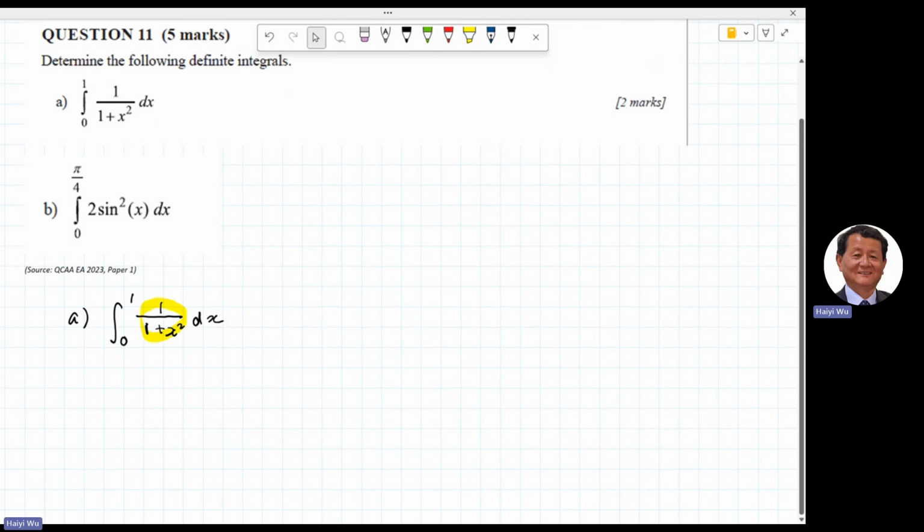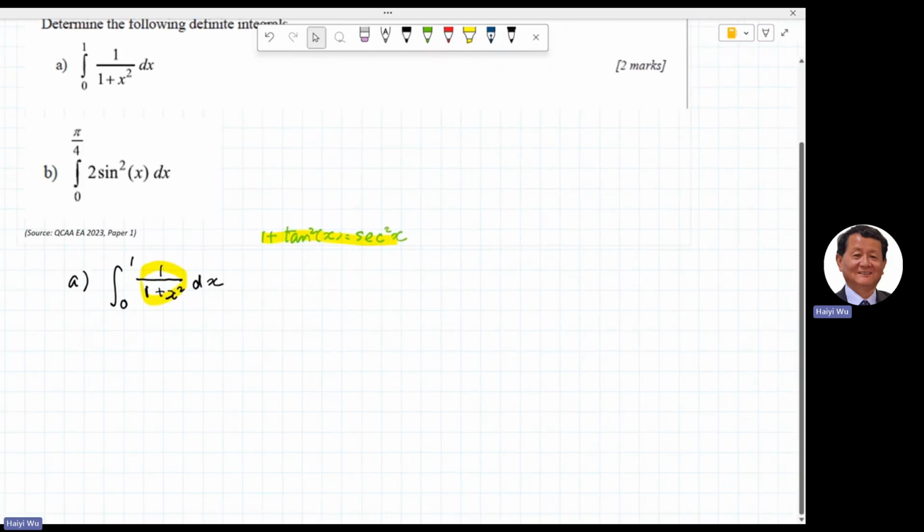1 plus x squared. So if you look at the denominator, 1 plus x squared, I would think of using the formula 1 plus tan squared x equals secant squared x. So this is the formula I'm going to consider to use for the substitution method. So I'm going to let x equal tan t.